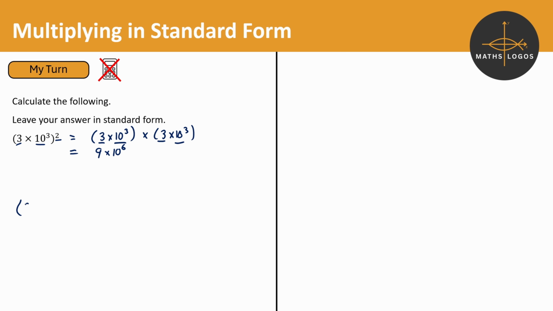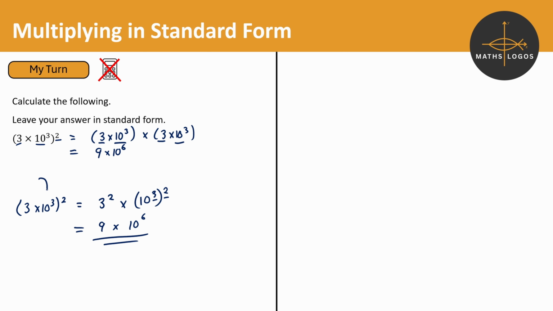I can write 3 multiplied by 10 to the power of 3 all squared, and just apply that power of 2 to the 3. So it would be 3 squared. And then also apply that power of 2 to the 10 to the power of 3. 10 to the power of 3 all to the power of 2, like this. The 3 squared goes to 9, and then remember when we've got a power upon a power, we multiply our indices together, so it's 10 to the power of 6. I get the same answer.